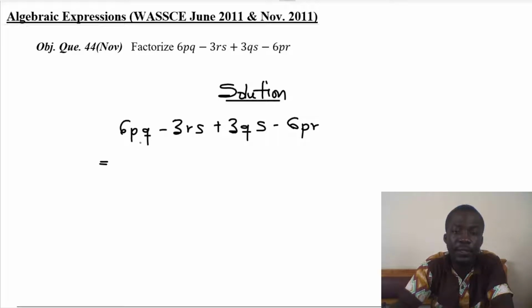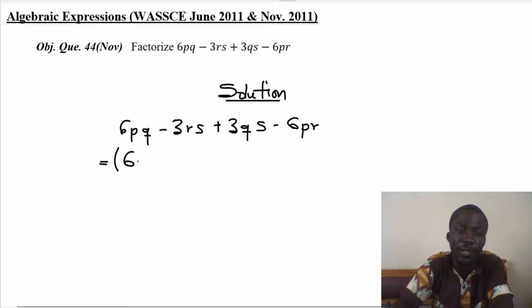Let's see the first two, 6pq minus 3rs. Of course, we can factor only the numbers, but the variables pq and rs, there isn't any common factor. So I will ignore the first two, but pick the first one and consider the third one, because we have q here and q also here. So we can factor a variable over there.